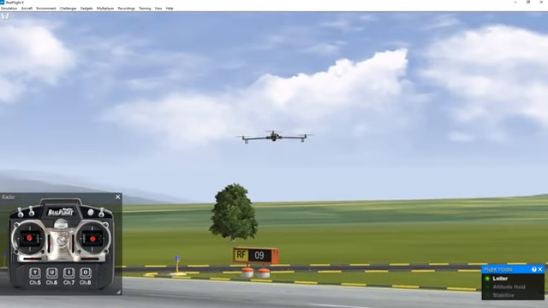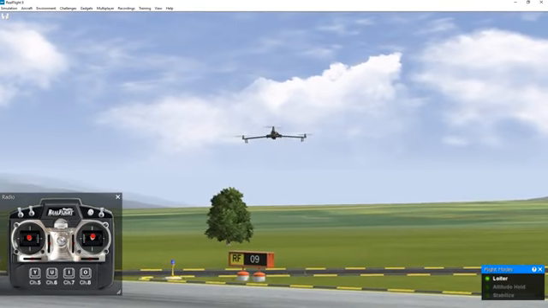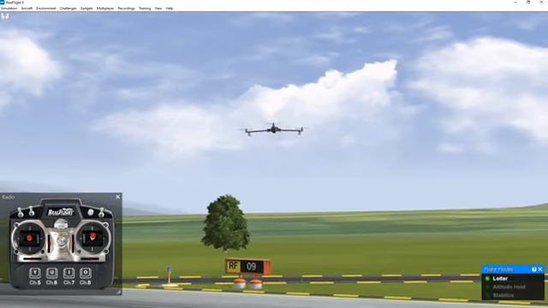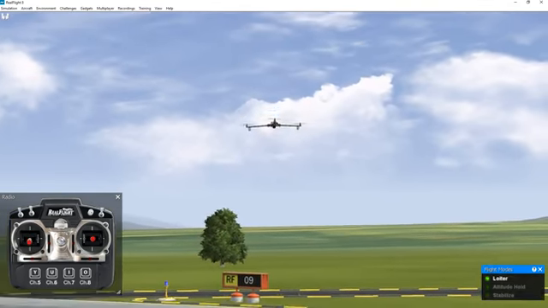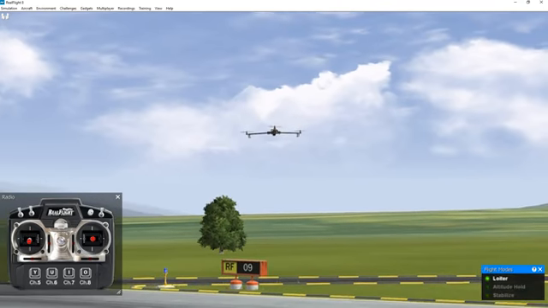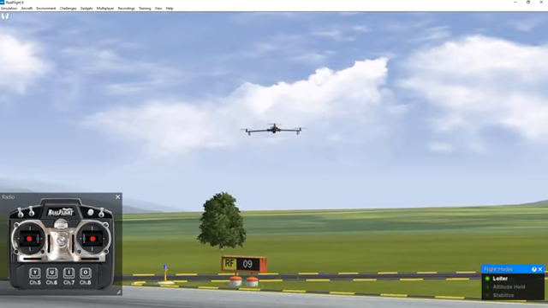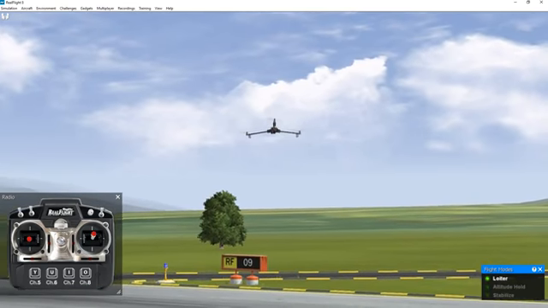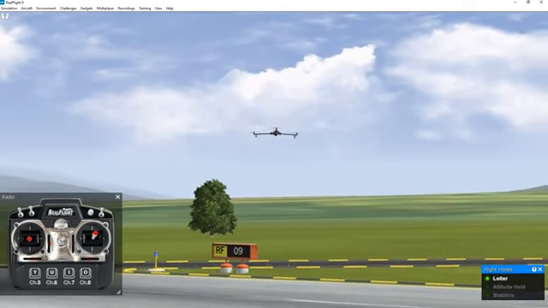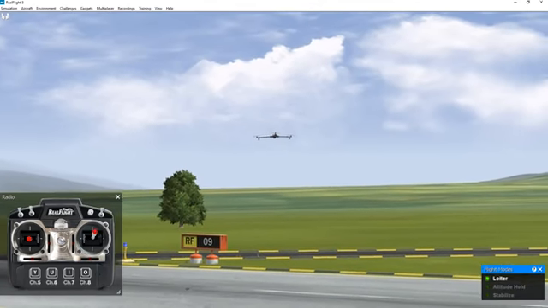Now to go forward, I have to pitch my nose forward, correct? This is not a matter of a throttle. The throttle raises the aircraft up and down. The throttle propels the aircraft into the air, but it doesn't make it go anywhere. The pitch, the right stick, is what makes it go.